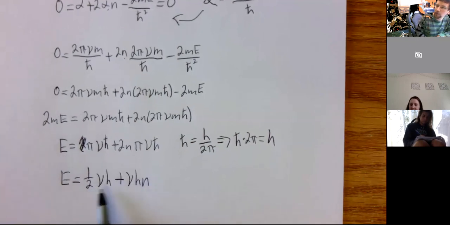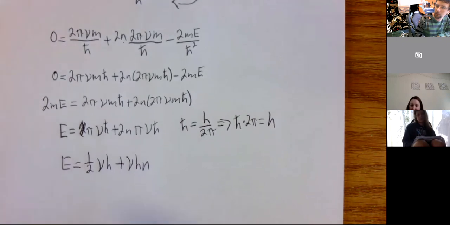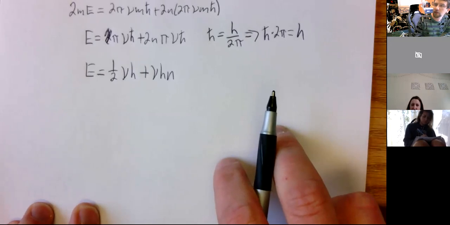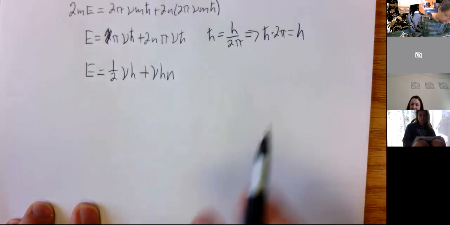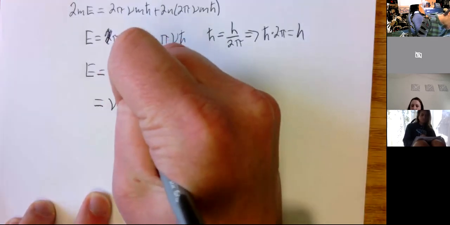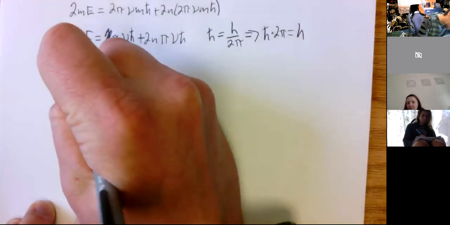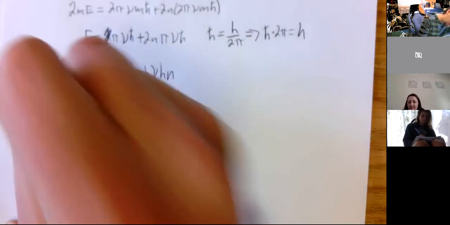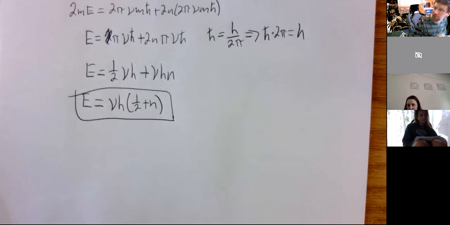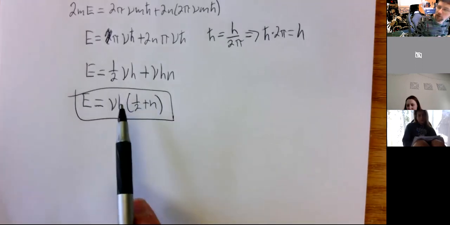So now what can we do with this part of the expression? Pull out the h's. Yep. What else can we pull out? Frequency. Yep. And we're left with vh times (1/2 plus n). And hey, I think you guys used that in your last daily problem. So that's where that expression comes from.